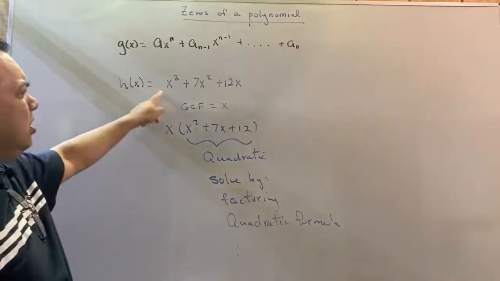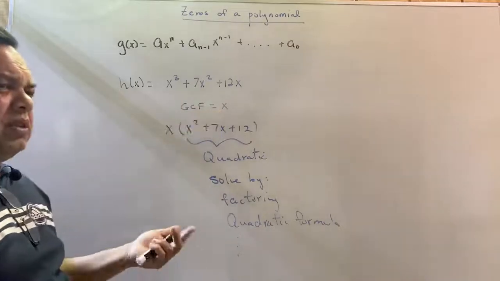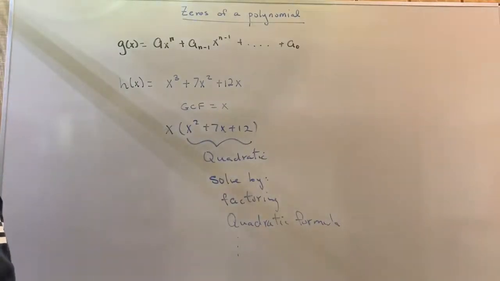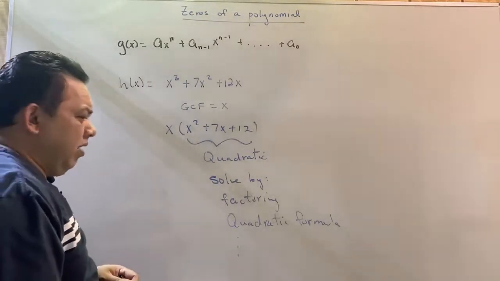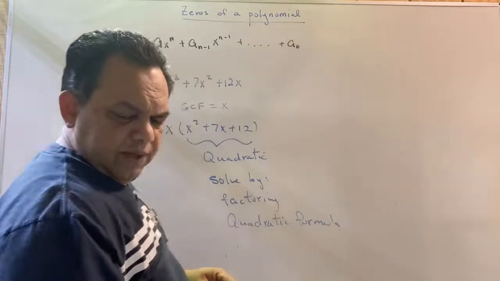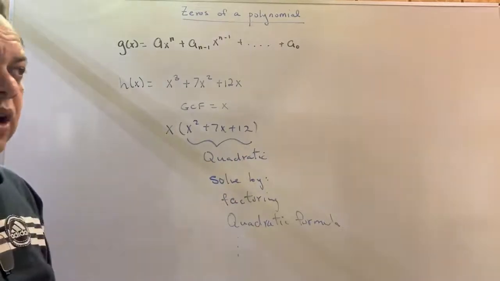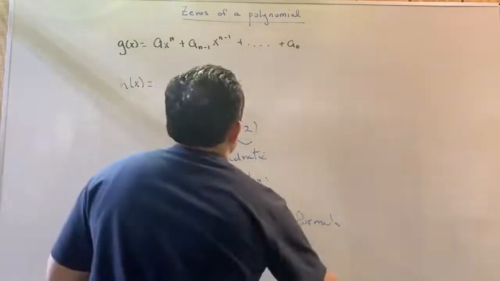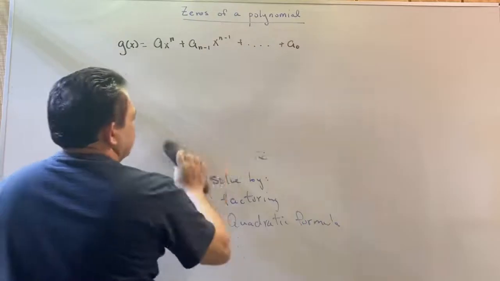Well, here we had a GCF of x. What happens if there is no GCF? Well, there is a theorem, or a little test, that we call the rational zero test. The rational zero test.